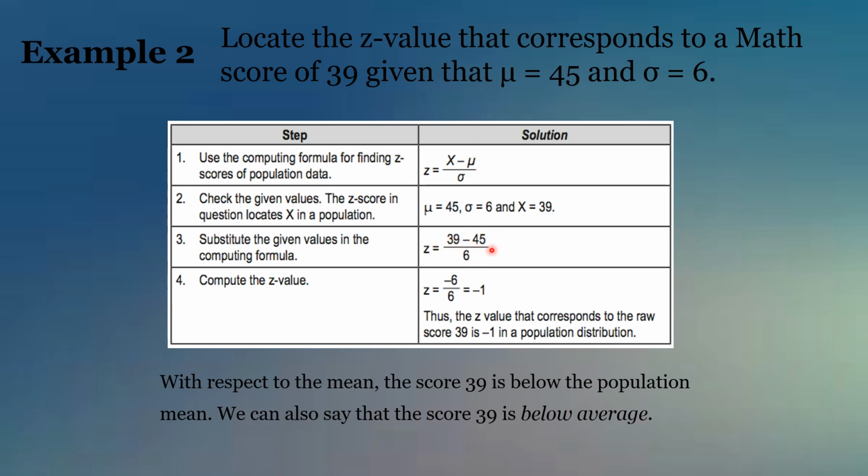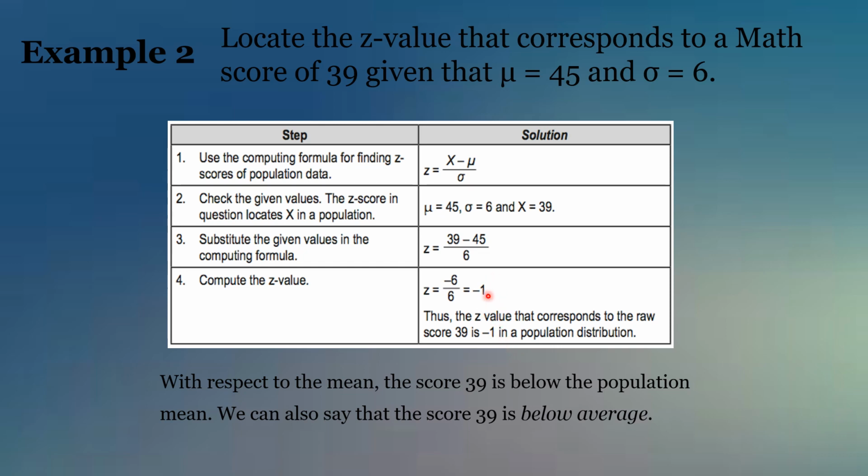So, 39 minus 45 is equal to negative 6 divided by 6, that is equal to negative 1. So, the z-value that corresponds to the raw score 39 is negative 1 in the population distribution.